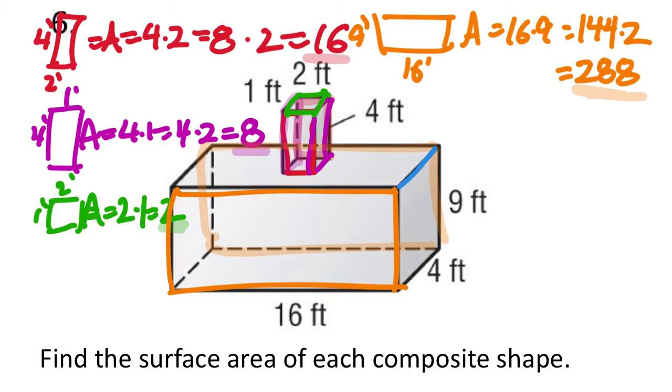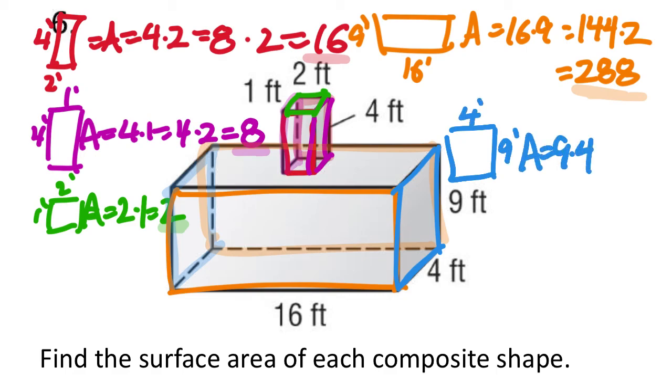And then I'll find this rectangle right here, which again, it does have a matching rectangle here on the left. And this rectangle is a 9 foot by 4 foot rectangle. So its area is 9 times 4, which is 36. But multiply it by 2, because there's 2 of those rectangles, which makes 72 square feet. And it's highlighted now, because I know that's one of my surfaces.